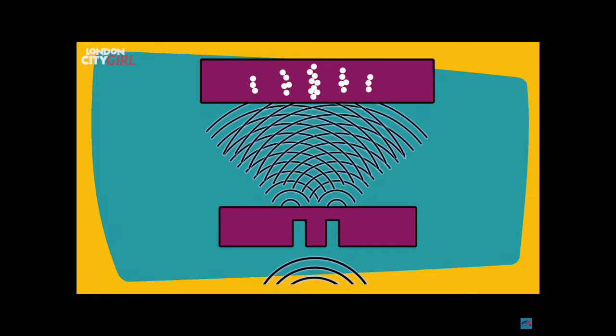Where the waves are most intense, we find more of the electrons on the detector screen, and where they cancel each other out, there are no electrons on the detector screen.